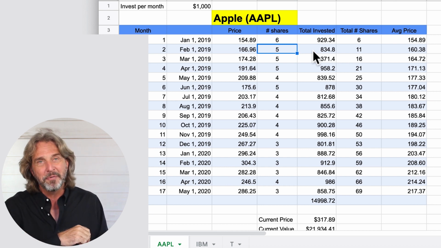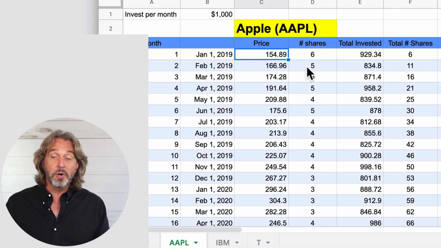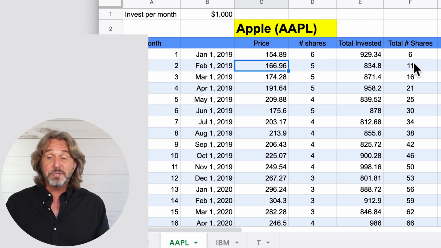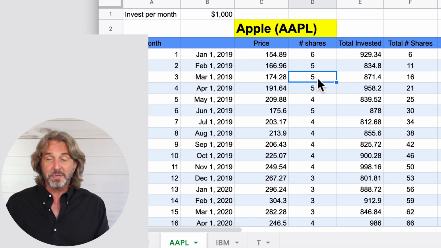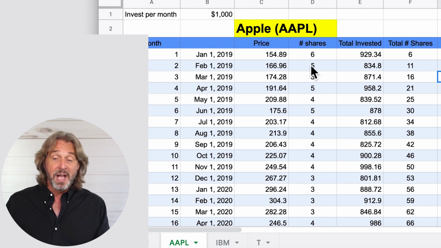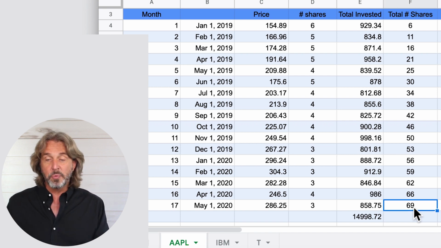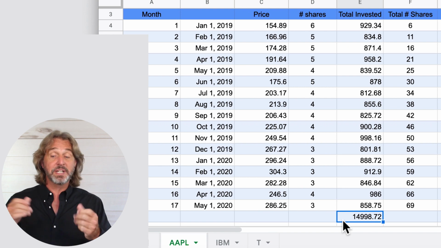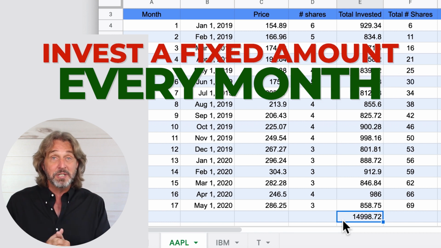And the rule for dollar cost averaging is that you have a maximum amount and you stay below. So you bought 6 shares for $154 and 5 shares for $166. This means that you now have 11 shares and the average price is $160. So you keep doing this every month and you see your average price changes. If you do this for 17 months, again, right now we are in May 2020, you would have accumulated a total of 69 shares. And over these 17 months, you would have invested around $15,000, to be exact, $14,998. So the idea here is that you invest a fixed amount every month.